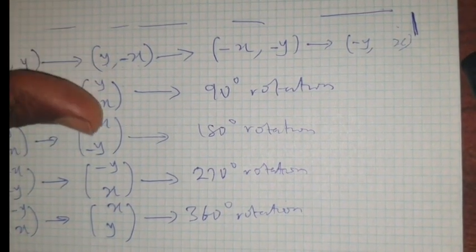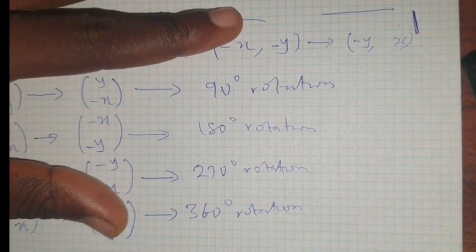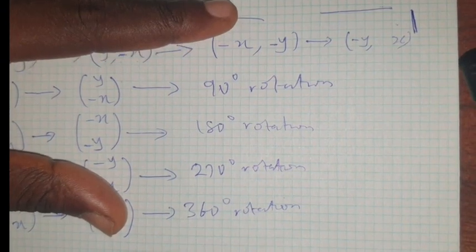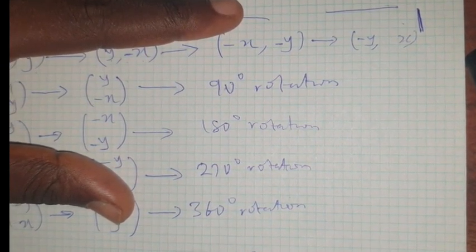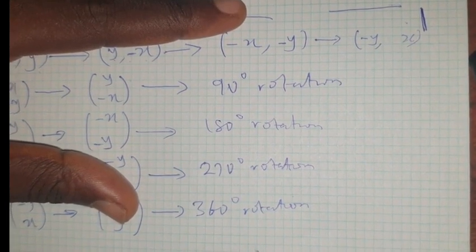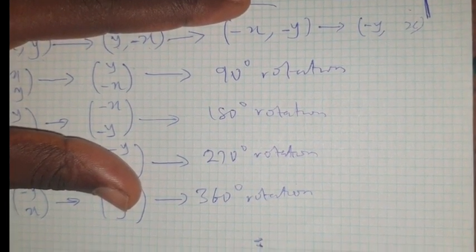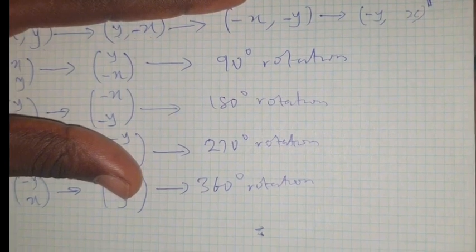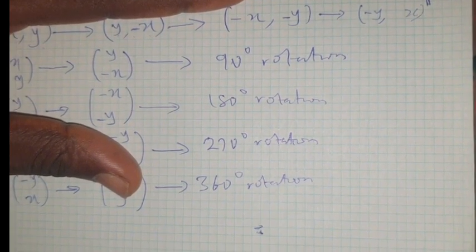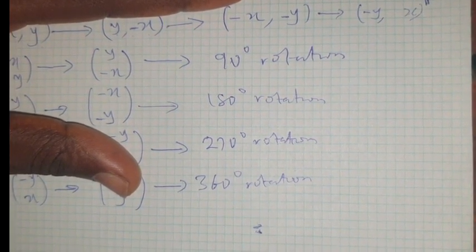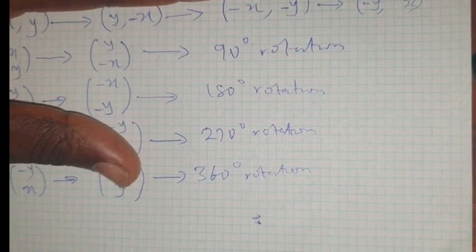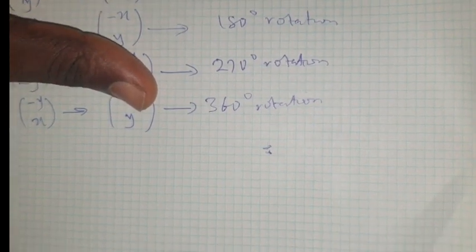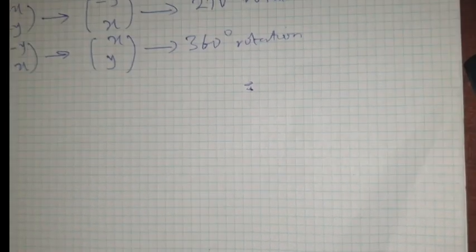So we have this example. The example says rotate triangle ABC with point A of coordinate 1, 3, B of coordinate 2, 1, and C of coordinate 1, 1, in clockwise sense about 90 degrees, 180 degrees, and 270 degrees. So let me put down the question.